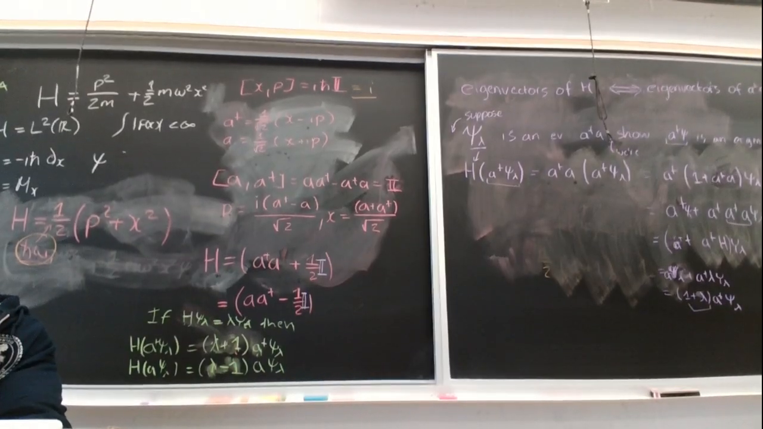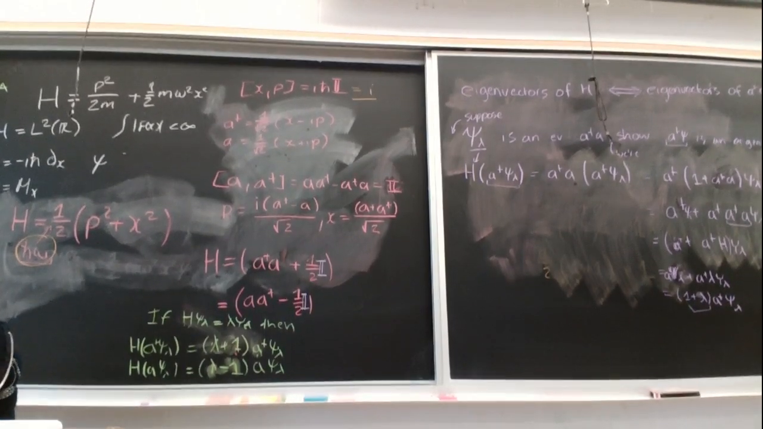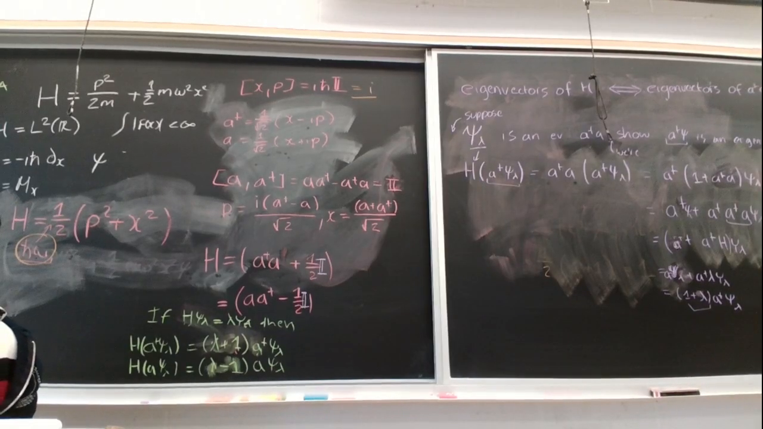The idea is that a dagger takes my eigenvector and sends it to an eigenvector with an eigenvalue plus 1, and then A sends it to an eigenvector with an eigenvalue 1 less. And so these A and A dagger are called creation and annihilation operators. They're also called raising and lowering operators sometimes. Why? Because one raises the eigenvalue, the other one lowers the eigenvalue. When I say that, I mean sends to an eigenvector with an eigenvalue that is 1 higher, 1 lower.